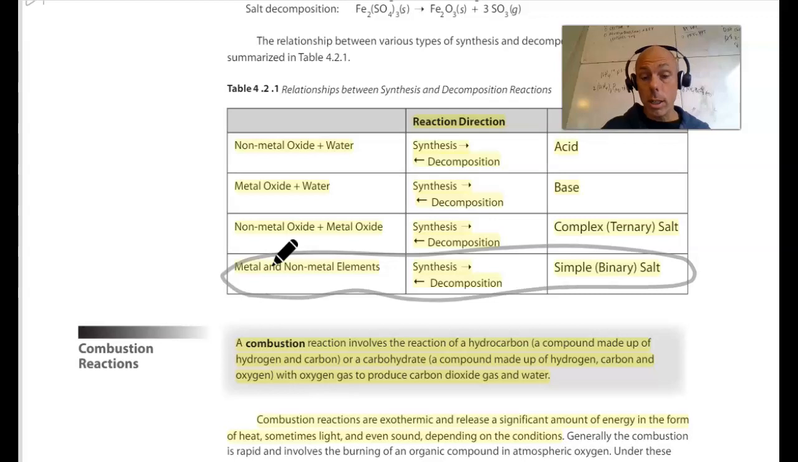And like we heard earlier, synthesis and decomp reactions are the reverse of each other. So when we have a metal and a nonmetal forming a binary salt, that's synthesis. And in reverse, when a binary salt decomposes into a metal and a nonmetal, that's decomposition. So it's these top 3 rows that we're going to talk through now that are the more complex decomp or synthesis reactions.